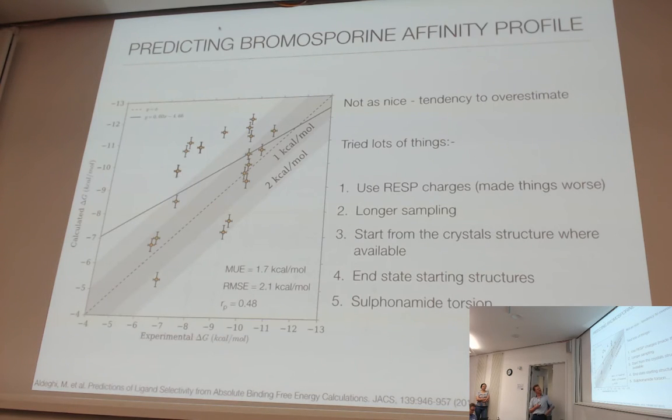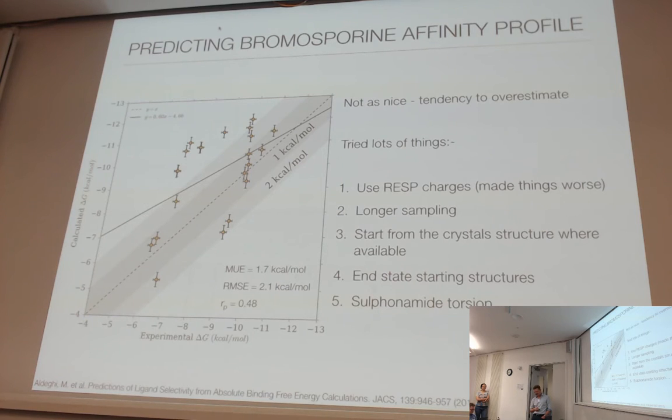So this is the upshot. This is calculated versus experimental. You can see here, this is not quite as nice, right? We're having trouble with this. This is a very much harder problem to solve. You can see here we're down at mean unsigned error of about 1.7 kcals per mole. Not so good on the correlation as well.